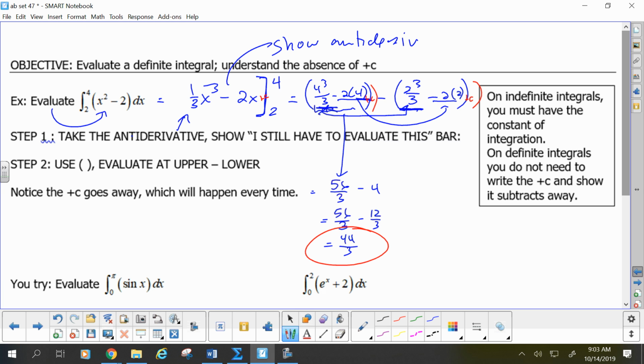Cool. Now, if you were to talk about what you just found here, it would be x squared minus 2's area from 2 to 4. So that's probably about the net thing we just found, about that area. All right?